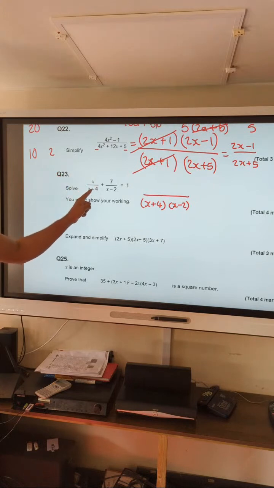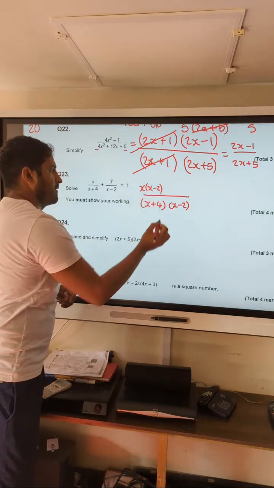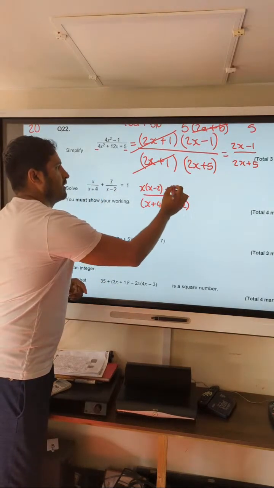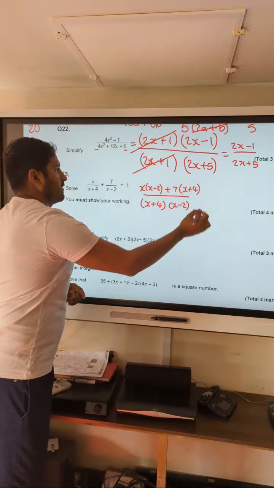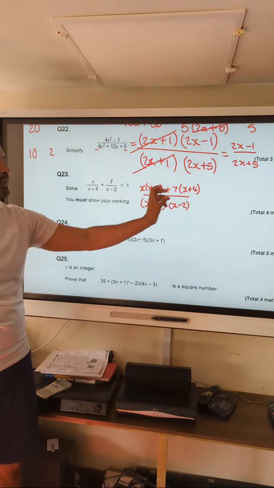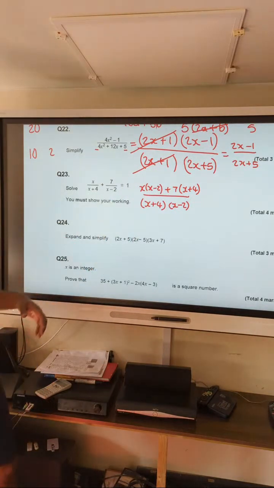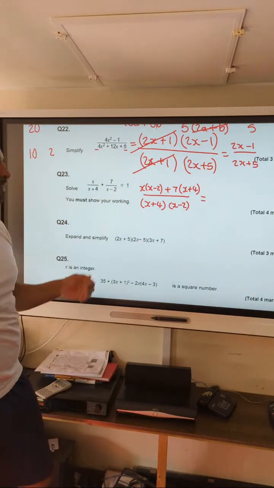Then I need to multiply x plus 4 by x minus 2, so I multiply that x by x minus 2 as well. So at the top I would have x times x minus 2. Then I'm adding, multiplying x minus 2 by x plus 4, so I need to multiply that 7 by x minus 2. Sorry, x plus 4. So remember, both of those fractions are over x plus 4 times x minus 2. You can write the entire thing separately, but I'm trying to save space so we can move on to question 24 quickly.